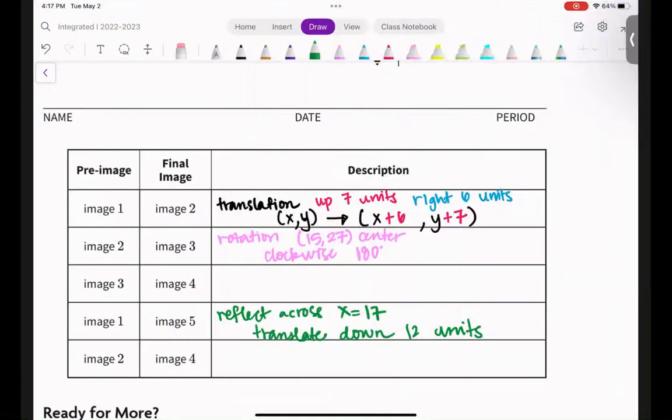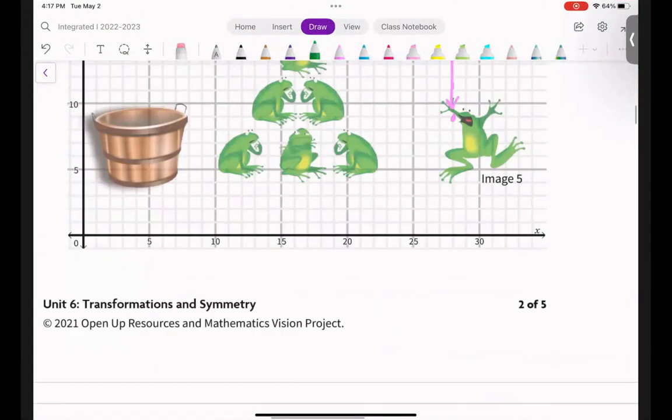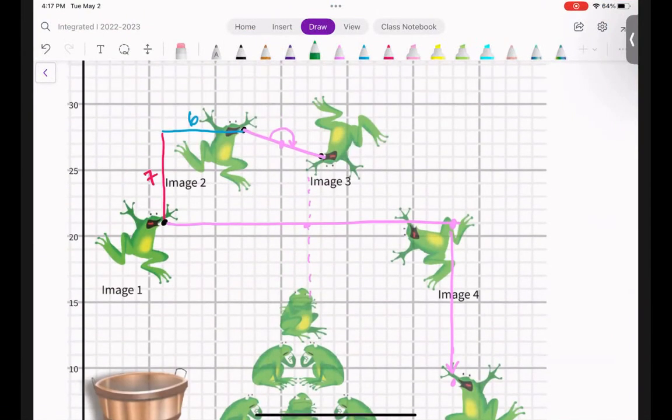So look at the orientation of the frog from image 1 to 2. They're faced in the same direction. Versus if you look from 2 to 3, all of a sudden he does a flip and he's facing in a completely different way.